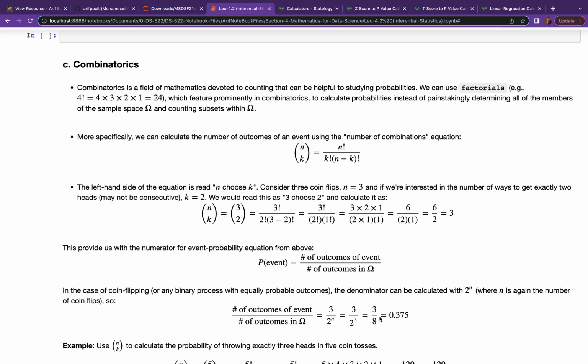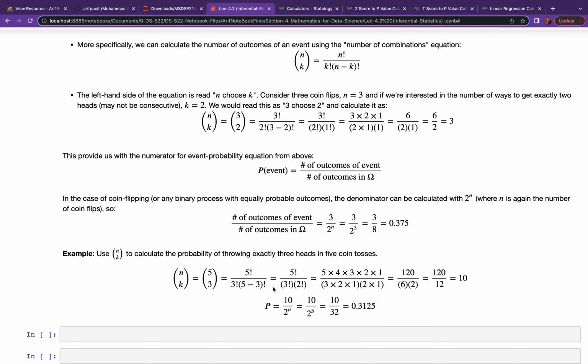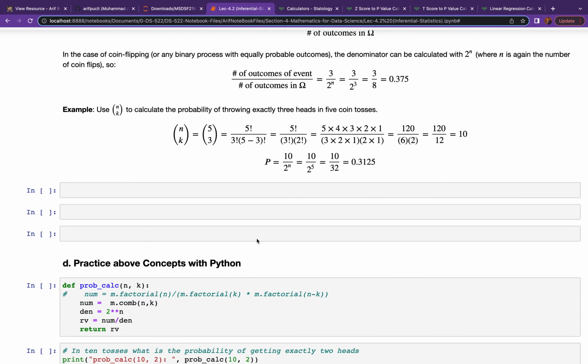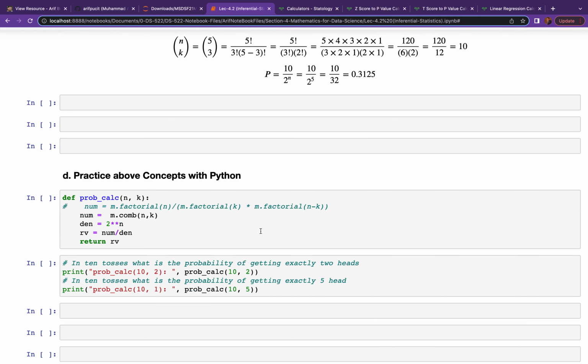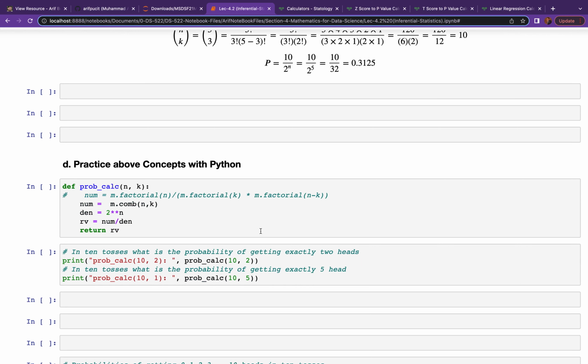My dear students, this is another example. Please work this out before moving ahead, since you all have done this in the undergrad course, so I'm not going into much detail. I hope these examples will make your concepts clear about combinatorics. Let me practice this with Python code as well.